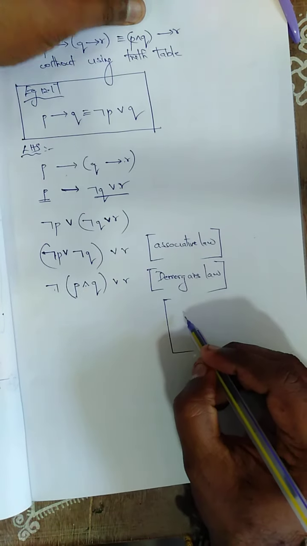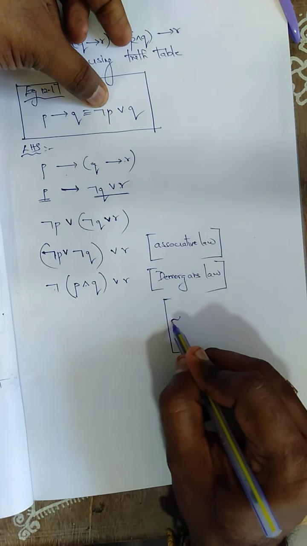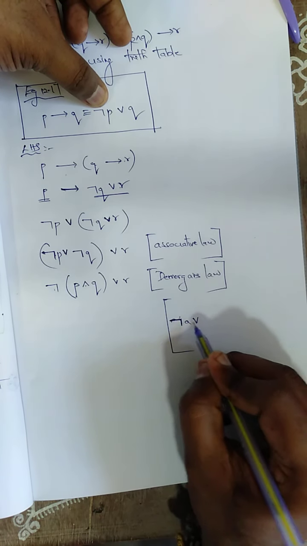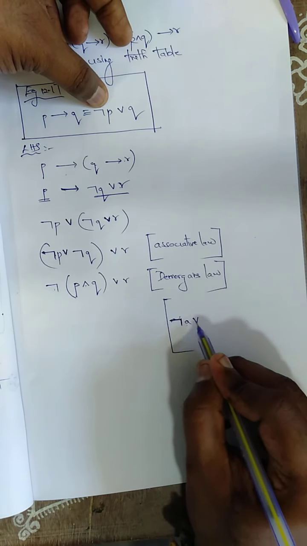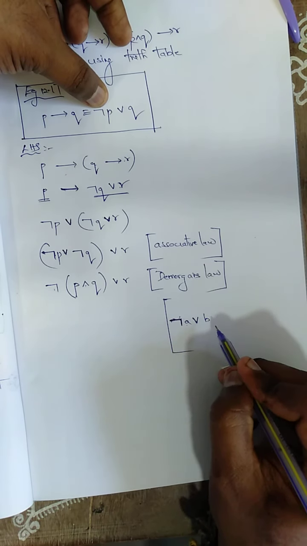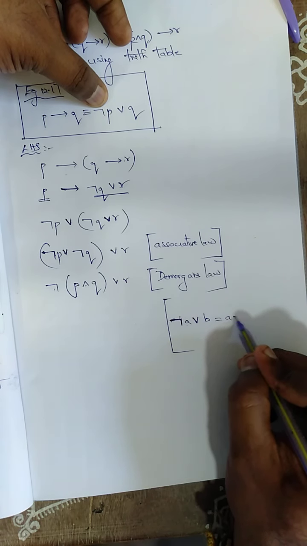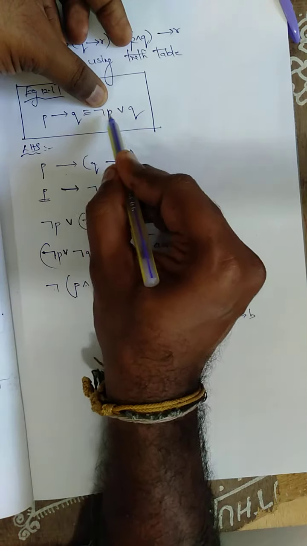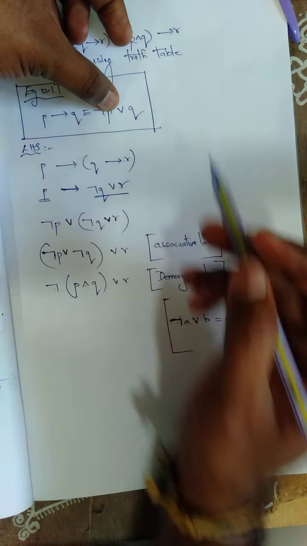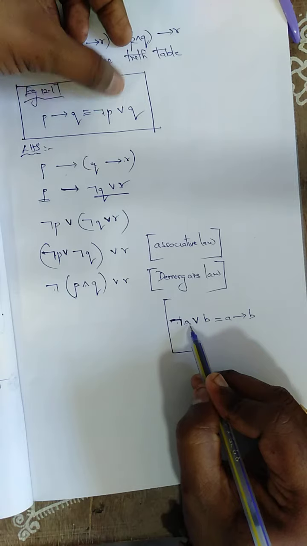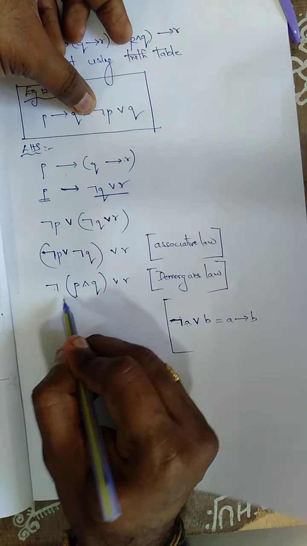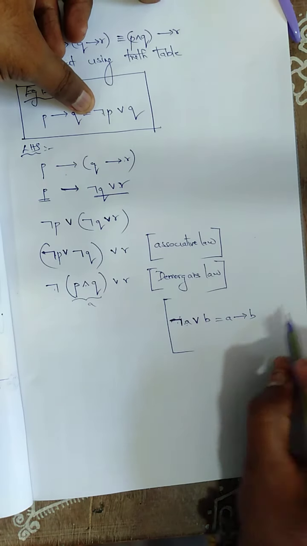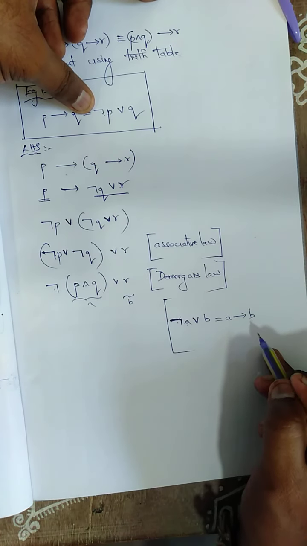The first exercise. See, I will say, for example, negation of A or B. Listen carefully. Negation of A or B is equal to, how can I write? A conditional B. Negation of A, this negation of P, or Q. Negation of A or B, how can I write? A conditional B. The same. Negation of this one, this one I am going to take as A, this one I am going to take as B.